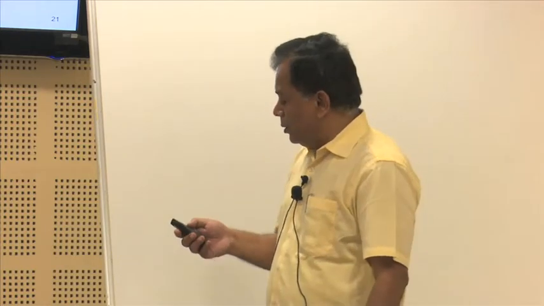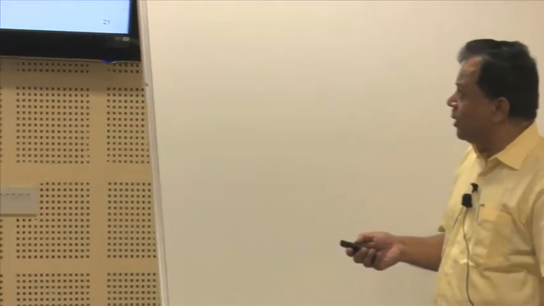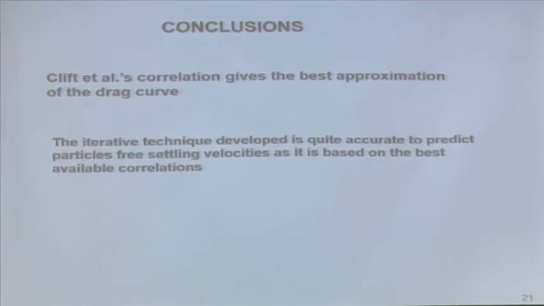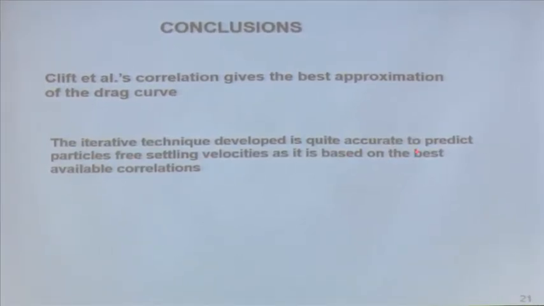Now, I will again reiterate this point when we talk about the other topic like hindered settling. So, the conclusion for this free settling part: I will say that Clift et al.'s correlation gives the best approximation of the drag curve so far, and the iterative technique developed is quite accurate to predict particles' free settling velocities, as it is based on the best available correlations.